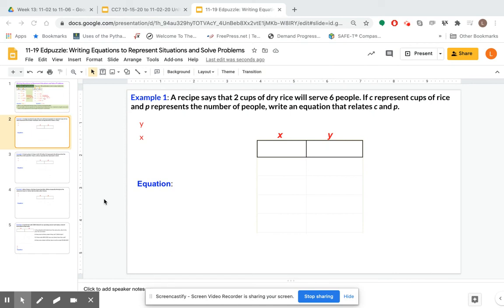All right, example one: a recipe says that 2 cups of dry rice will serve 6 people. Now, if C represents cups of rice and P represents the number of people, write an equation that relates C and P. Okay, guys, I want you to think back to the meters and centimeters problems that we did.